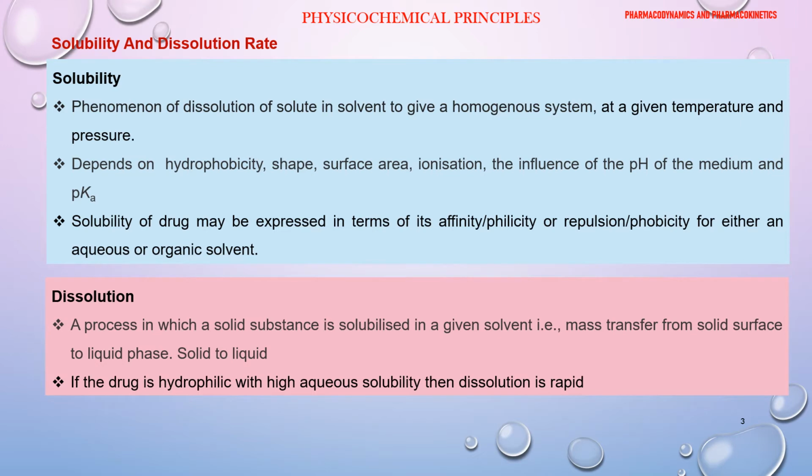Solubility and dissolution rate. Solubility can be defined as a property of a substance or solute to dissolve into a homogeneous solution. The process by which a solid substance gets solubilized, that is, from solid to liquid phase, is called dissolution. The solubility and dissolution property of a drug affects its absorption in the system. A hydrophilic drug has more aqueous stability and dissolution.